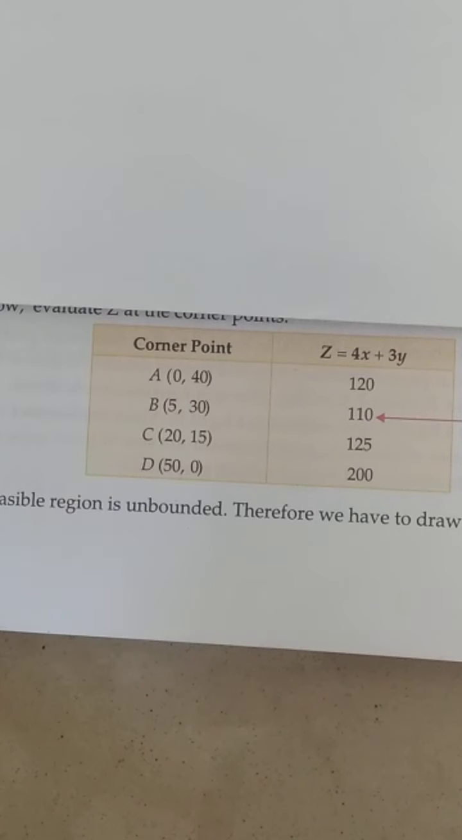So the cost will be minimum whenever capital X, do you remember, x is equal to 5 and y will be equal to 30. So in this combination, if you are buying, then it will be minimum. The cost will be minimum and the required diet that is demanded can also be possible.